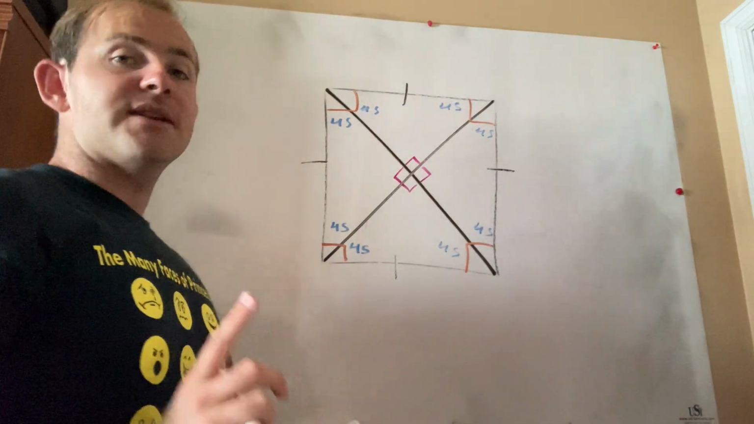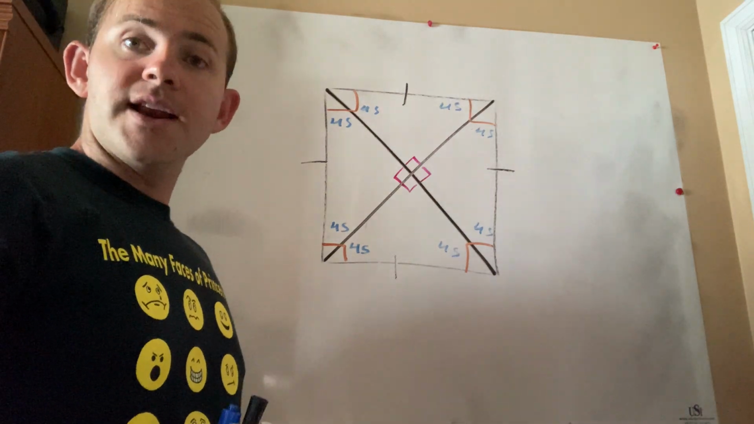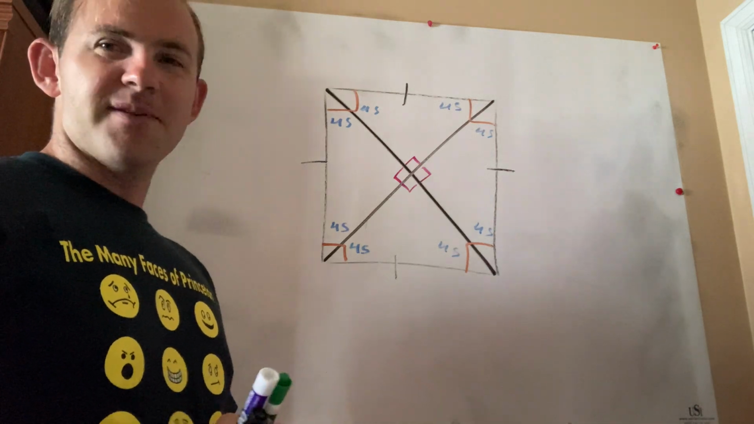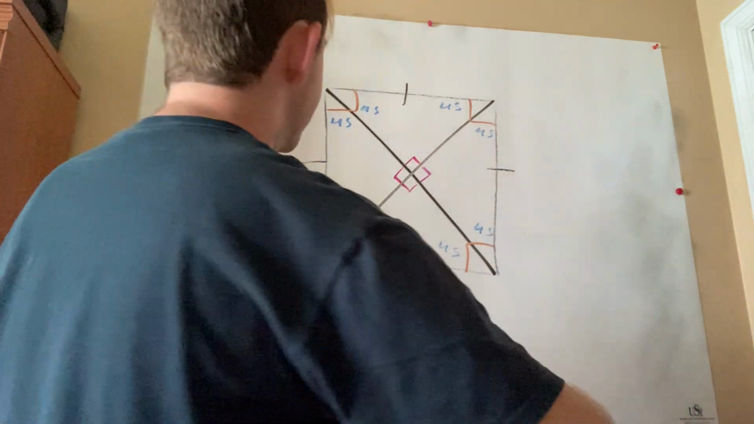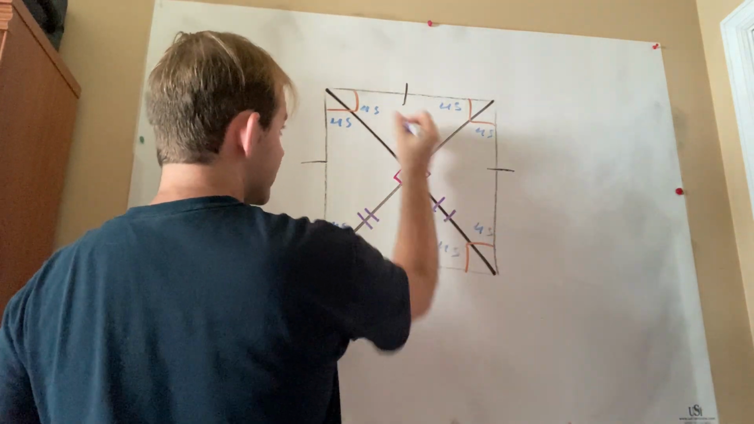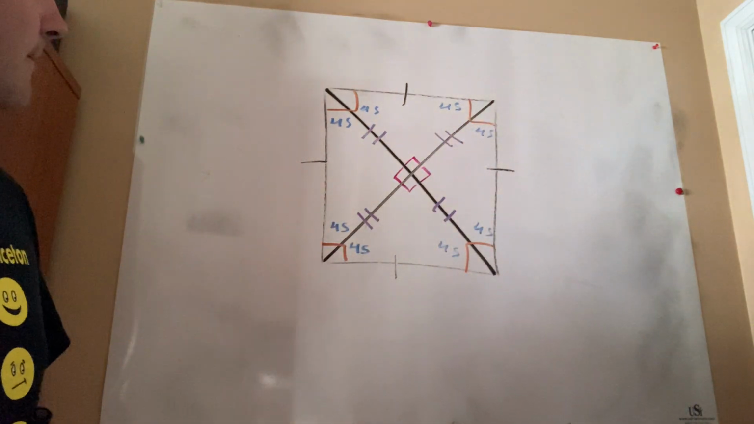Last but not least, because all squares are also rectangles, I know that the diagonals are congruent to each other. And because all squares are parallelograms, I know that the diagonals also bisect each other. So what I can do then is this. Each piece of the diagonals is actually congruent.